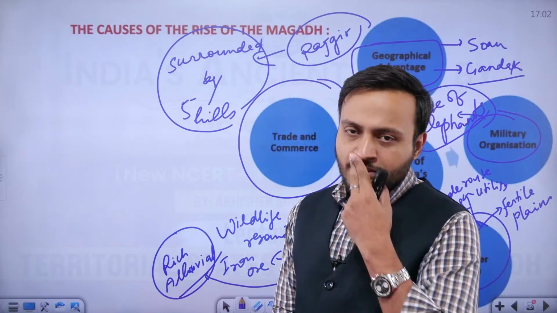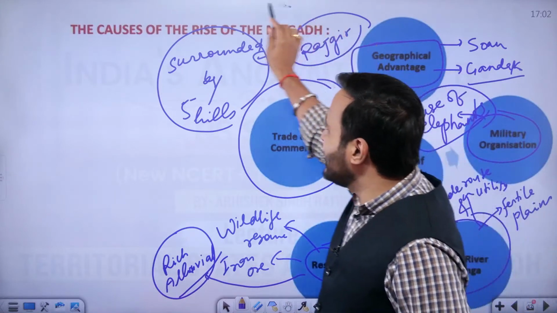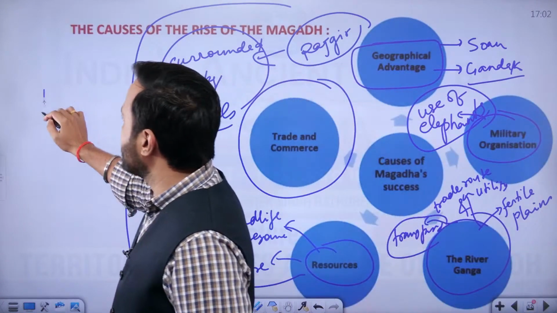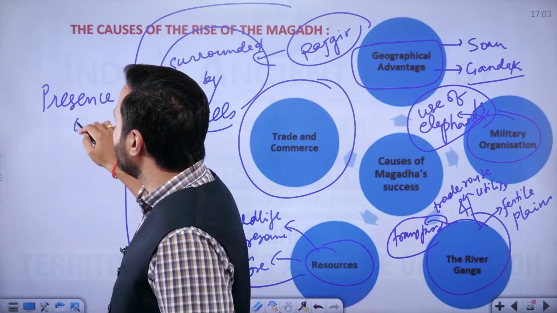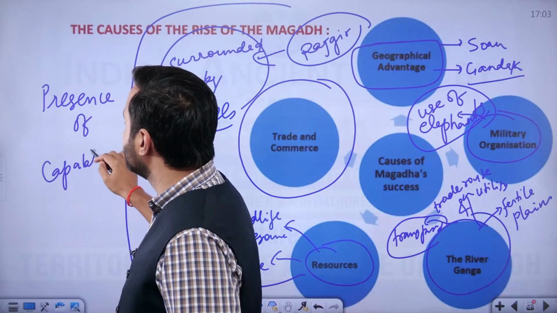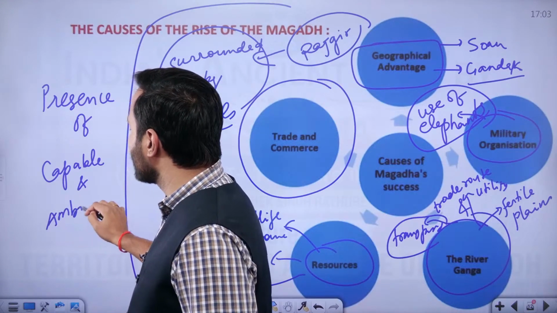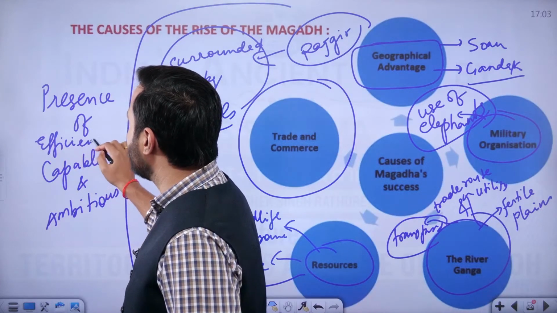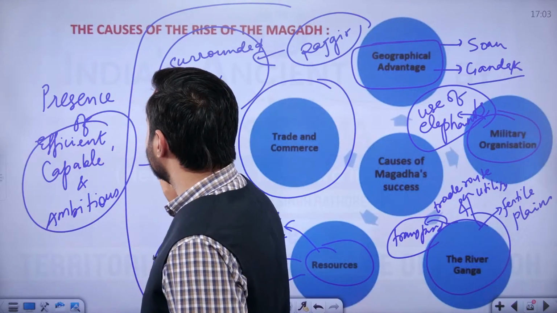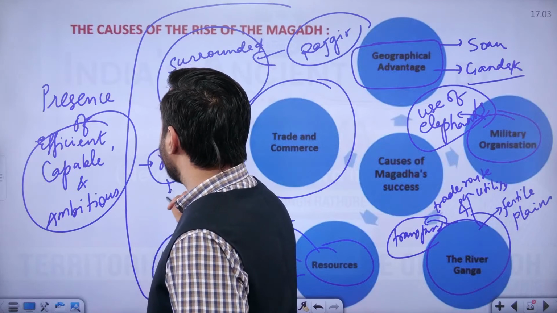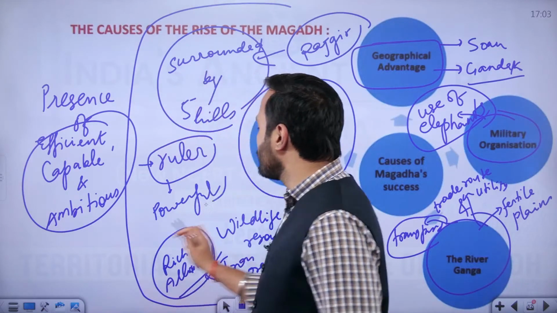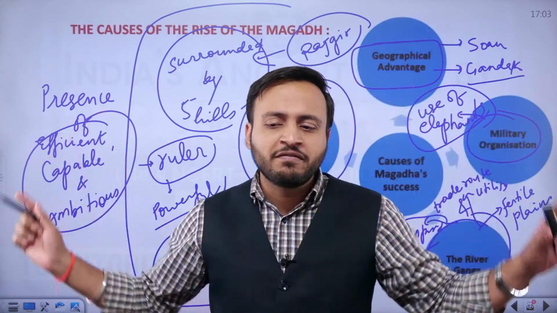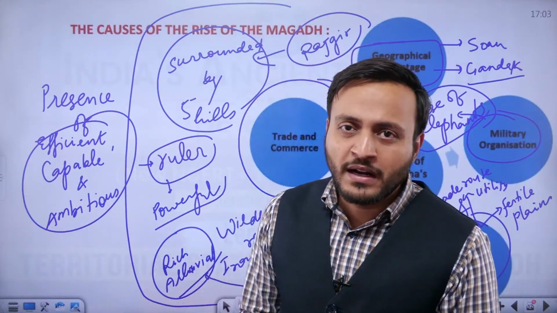One more factor was very, very efficient. In fact, all these things were on the one side, and the presence of capable and ambitious as well as efficient rulers, who were very powerful, also became a very, very important reason for the success of Magadh. In fact, all these factors combined together led to the success of Magadh.